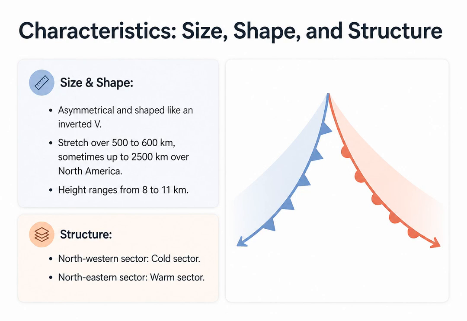Moving on to their physical characteristics, temperate cyclones are massive. They are asymmetrical and generally shaped like an inverted V. They typically stretch across 500 to 600 kilometers, but over vast landmasses like North America, they can spread over 2,500 kilometers. Vertically, they reach heights of 8 to 11 kilometers. Structurally, because of how the air masses push against each other and rotate, the northwestern sector forms the cold sector, while the northeastern sector forms the warm sector.